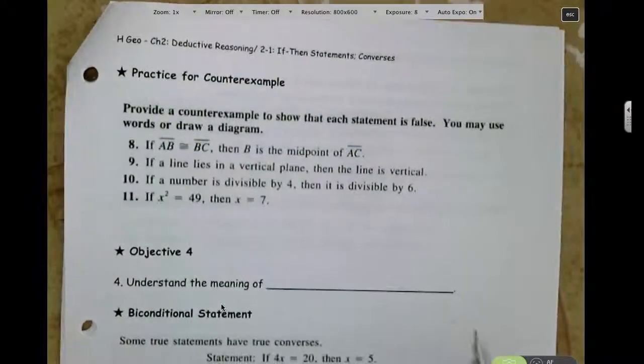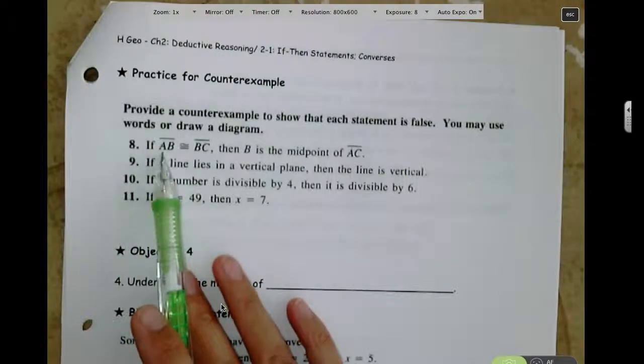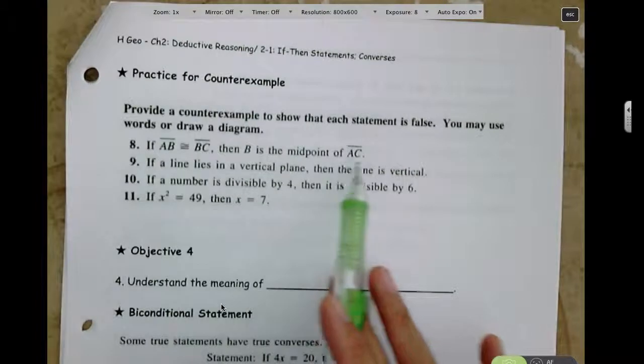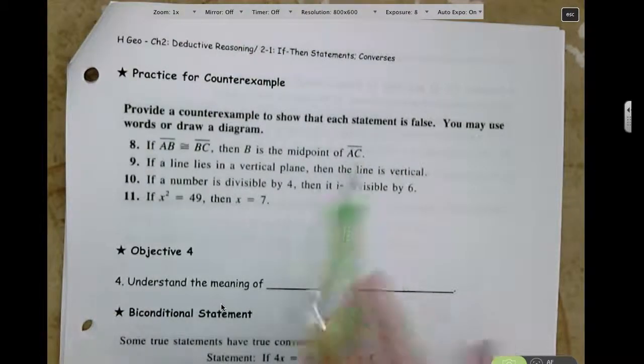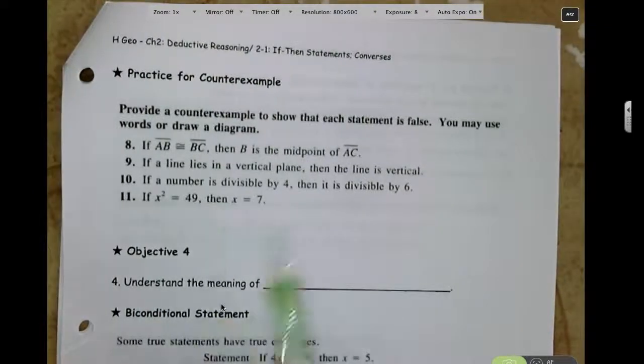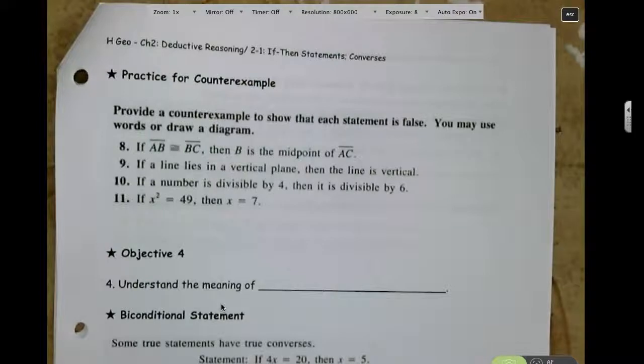You come up with a counterexample for this. If segment AB is congruent to segment BC, then B is the midpoint of AC. What do you think about that? What's the counterexample of that? Does this disprove this? This sounds kind of correct. I know you're thinking this sounds correct.